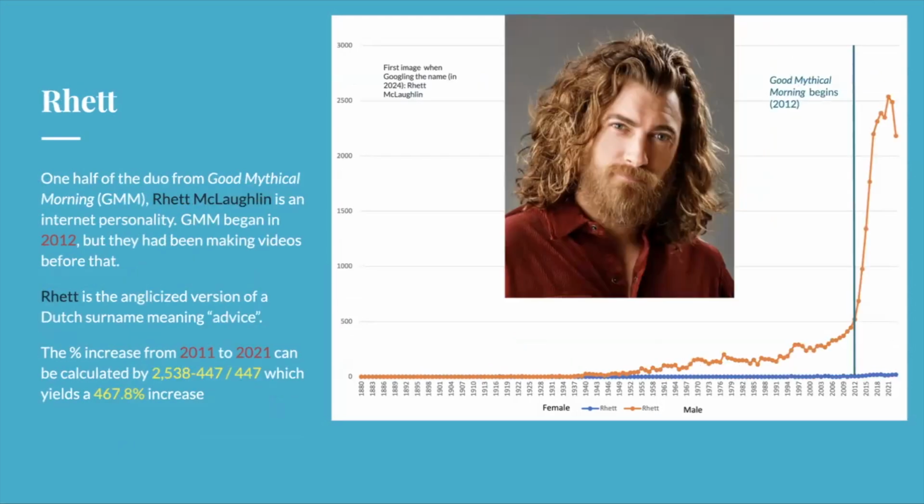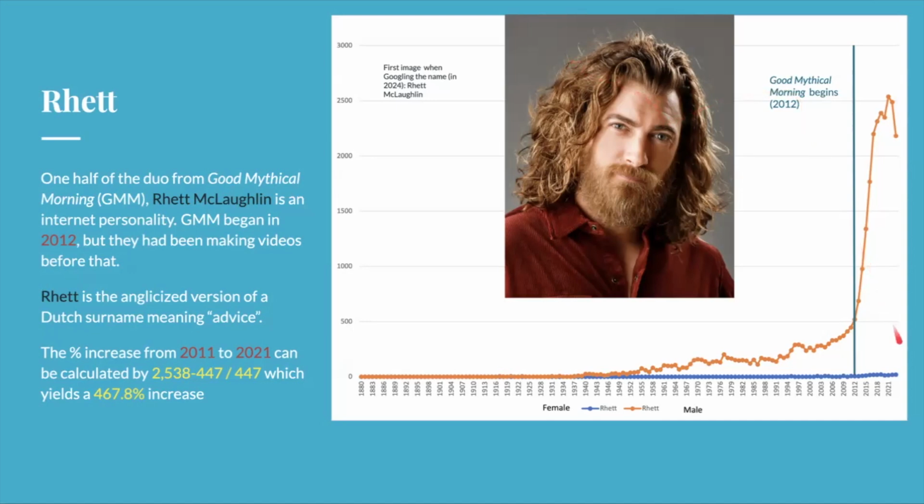These next two you probably come across if you've ever watched stuff on YouTube, but one half of the duo from Good Mythical Morning, GMM, is Rhett McLaughlin. GMM began in 2012, but they had been making videos long before that. And Rhett is the anglicized version of a Dutch surname meaning advice.